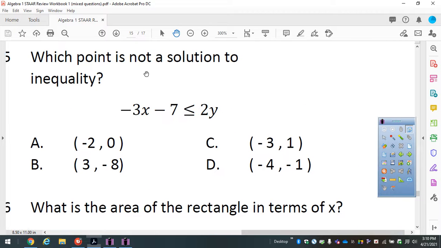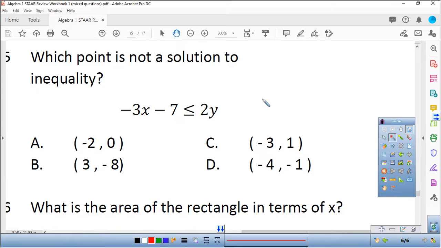Which point is not a solution? Ooh, no cool, very cool, uncool. Okay, let's just, two ways of approaching this one.